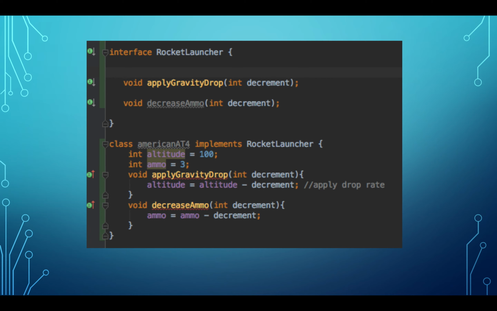So here is an example of that. We're going to use an interface this time to make a rocket launcher. So here we have an interface of rocket launcher, and we have the two methods that we're going to be using in there: apply gravity drop and decrease ammo. And then if you go into the class, we now have those two methods that are being used. So our program's not going to complain there. But if I were to take out the decrease ammo or the apply gravity drop, because our interface specifically says that we're going to be using those in our class of rocket launcher, it's going to complain and yell at me for not using those.